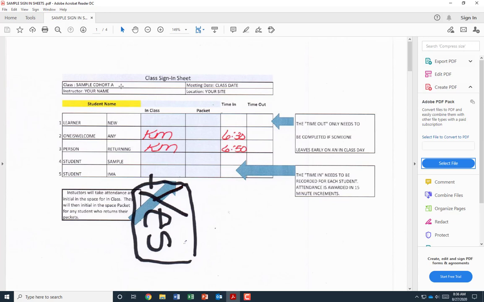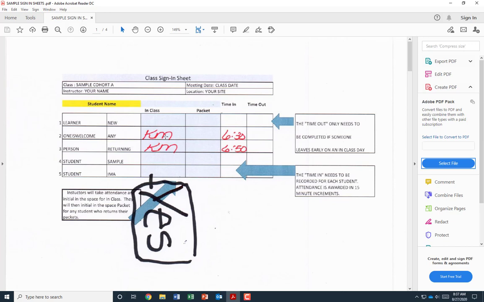Notice that if you are in a class that has a cohort that is designated on the top, you have two columns. The first column says in class, the second column says packet. In class means that this is the night or day the cohort meets, and that these two students, anyone is welcome and returning person, both showed up.